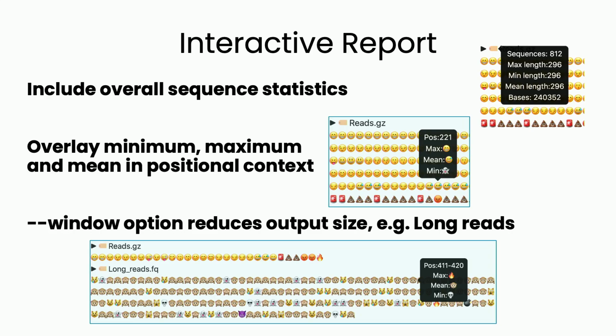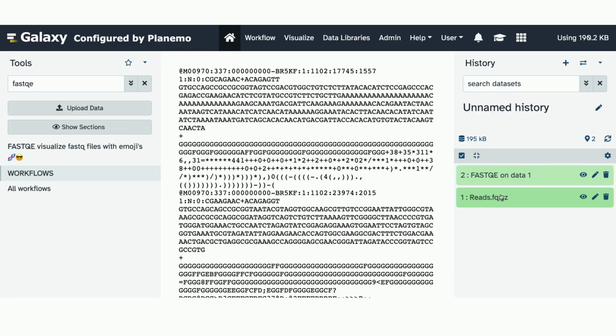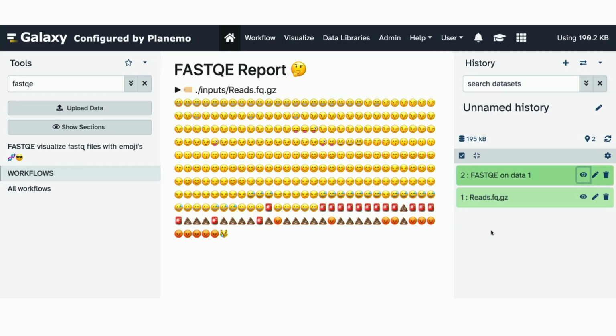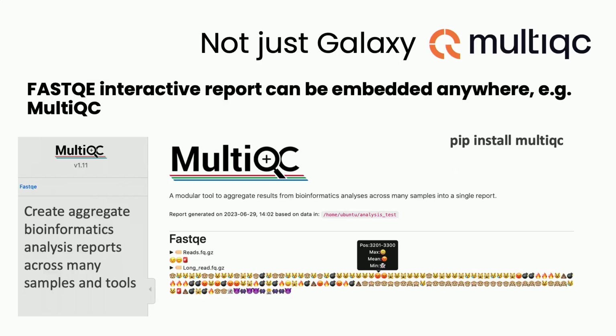And so now we can window over very long reads and preview what's happening in the actual reads. And so now in Galaxy, if you can go in and use FASTQE there, you get the interactive report, and you can actually see the reads and really inspect them. And look, that's not just Galaxy. MultiQC is a Python tool for aggregating bioinformatics reports, and the HTML output works on that.